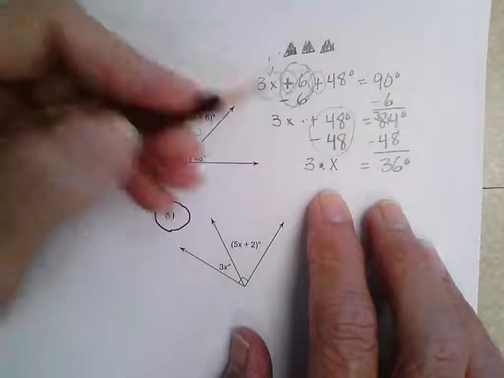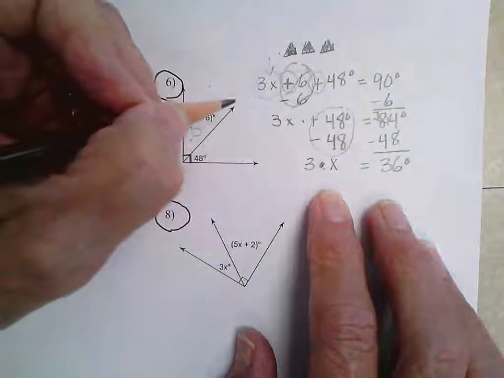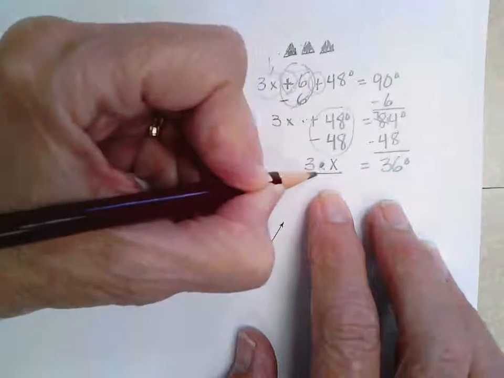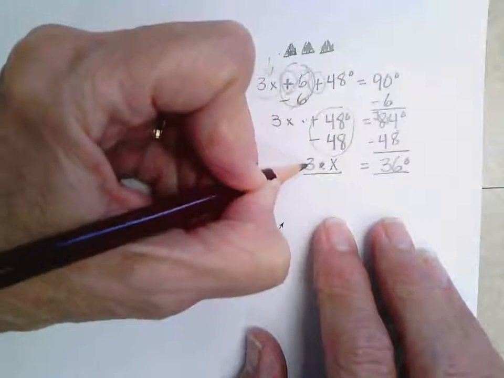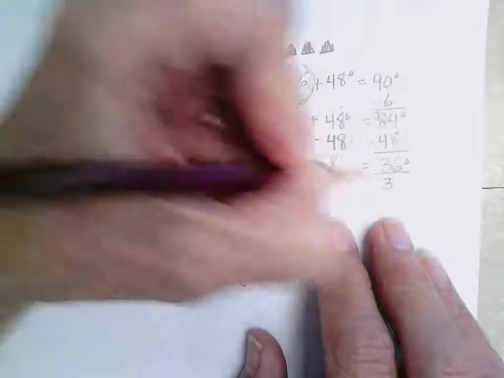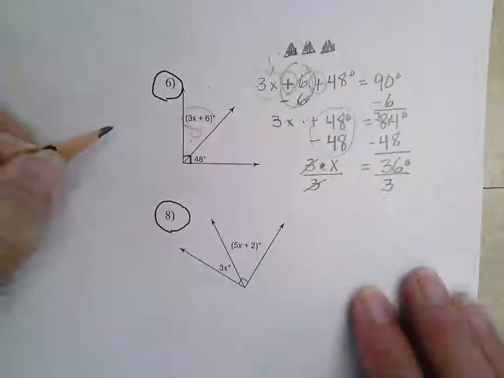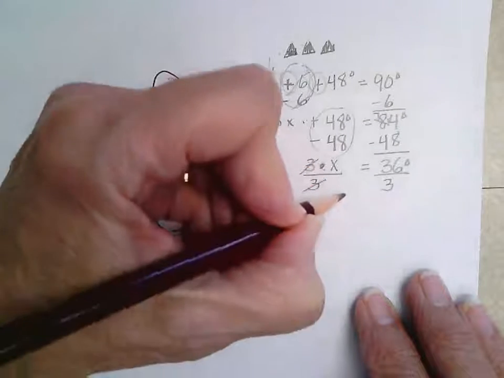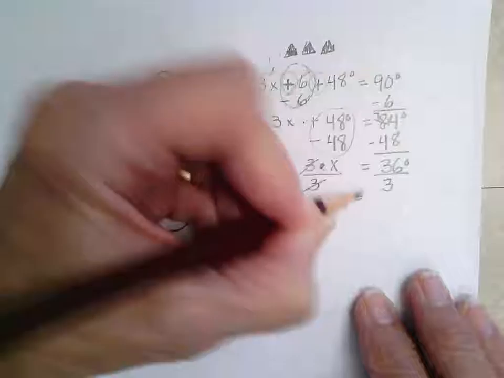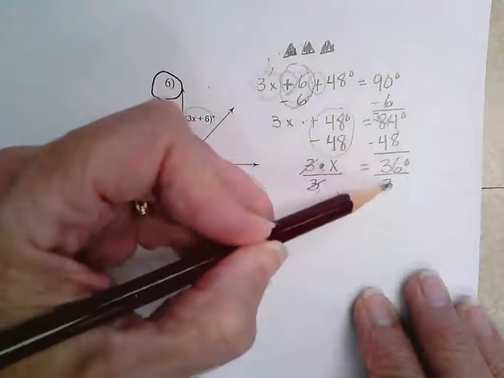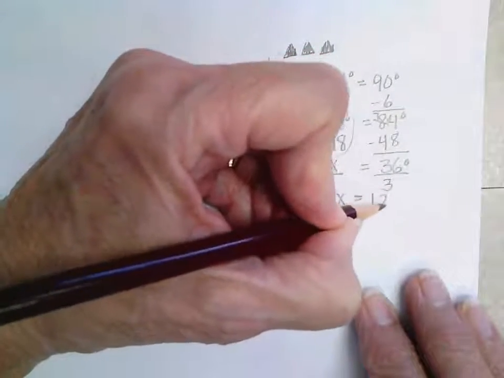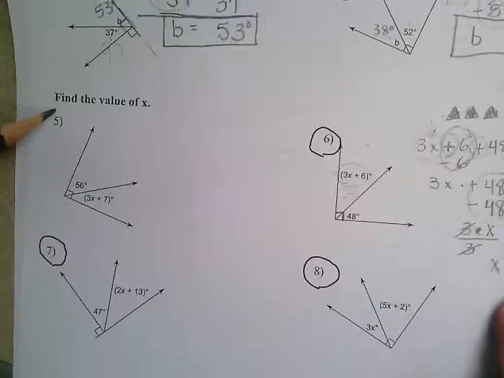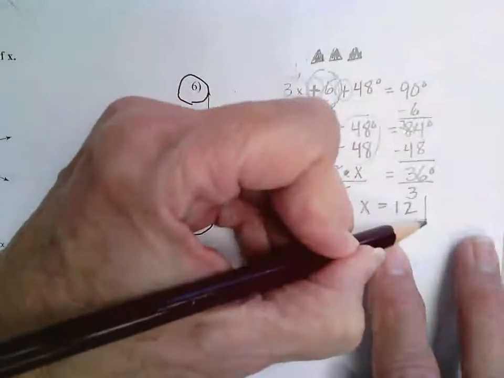And the way we do that, because we're multiplying right here, is again, we're going to do the inverse property. We're going to divide each side by 3. So these cancel out because 3 divided by 3 is 1, and I am just left with my x. So my x is equal to 36 divided by 3, which is 12. So my x is equal to 12, and that's what they were asking us to find. Find the value of x.